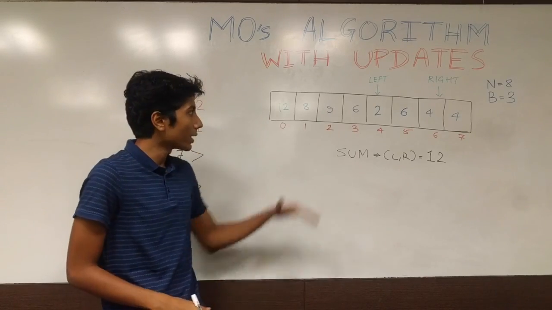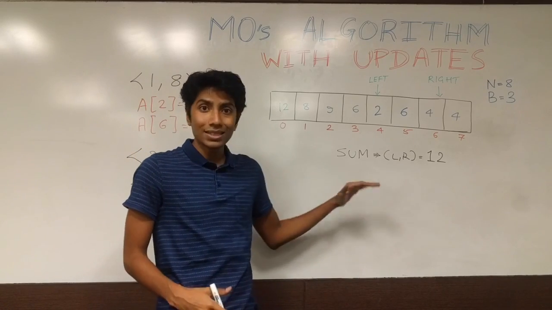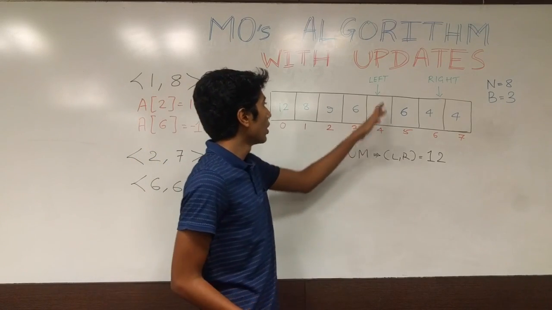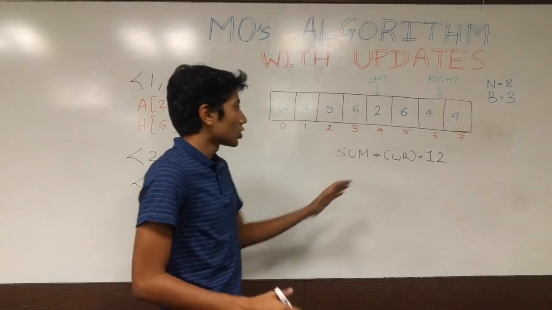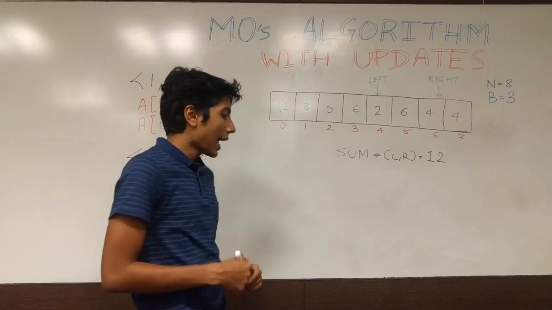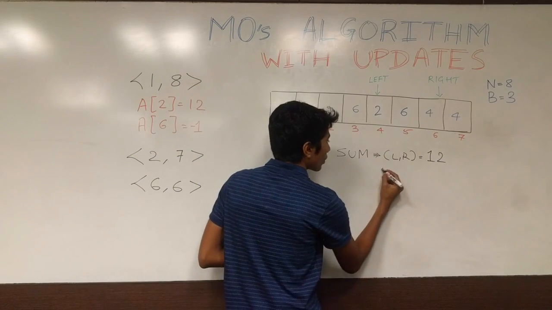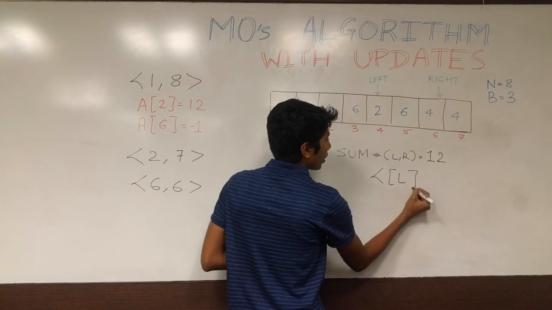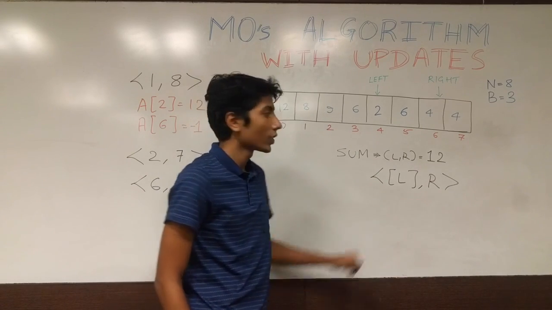Now let's say we have some input array for which we need to find, for any given range left to right, the sum of all elements in them. So left is 4, right is 6, 2 plus 6 plus 4 is equal to 12. So these are the kind of queries we'll be answering, and Mo's algorithm is going to take the left block index and the right index and sort all queries based on this tuple.